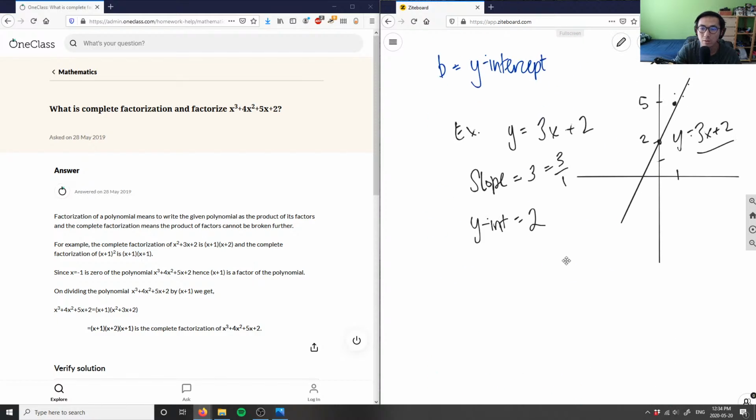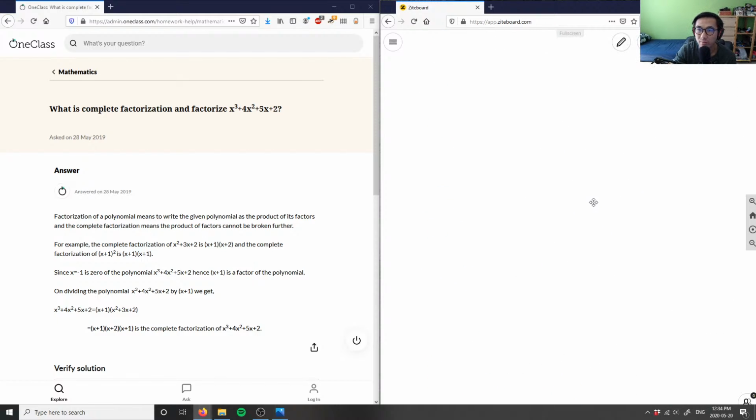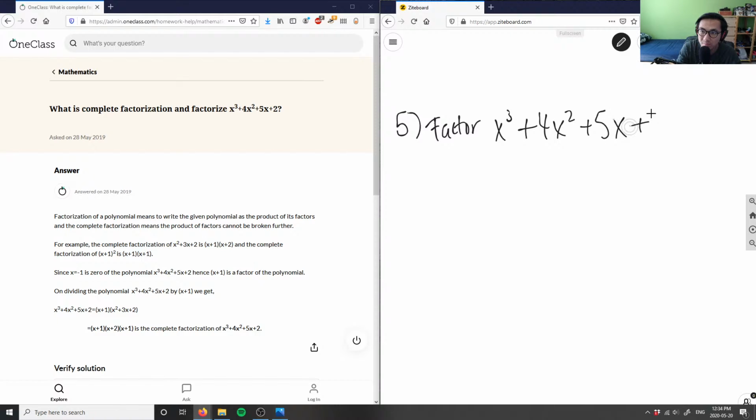Okay, this is number 4. Let's look at number 5. It's asking for the complete factorization. I want to factor x cubed plus 4x squared plus 5x plus 2. So how do I factor this? Again, I don't have a quadratic here. This is a cubic function.